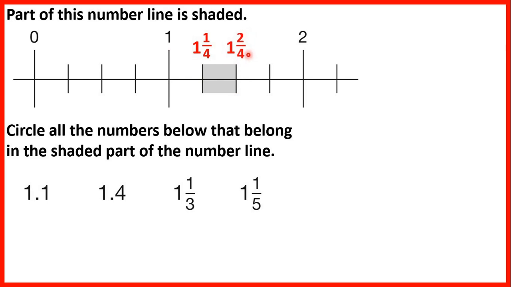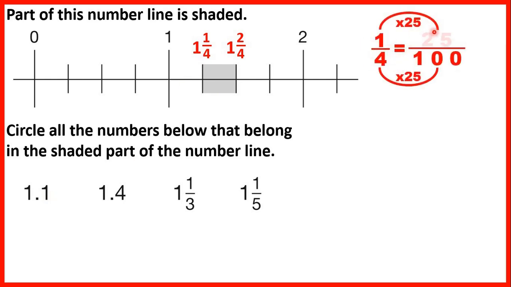and 2/4. But it's useful to compare these to decimals, so to change them to decimals. 1/4 is equivalent to 25 hundredths, so 1 and 1/4 can be written 1.25 as a decimal, and 2/4 is equivalent to 50 hundredths, so that's 1.5 or 1.50 as a decimal.